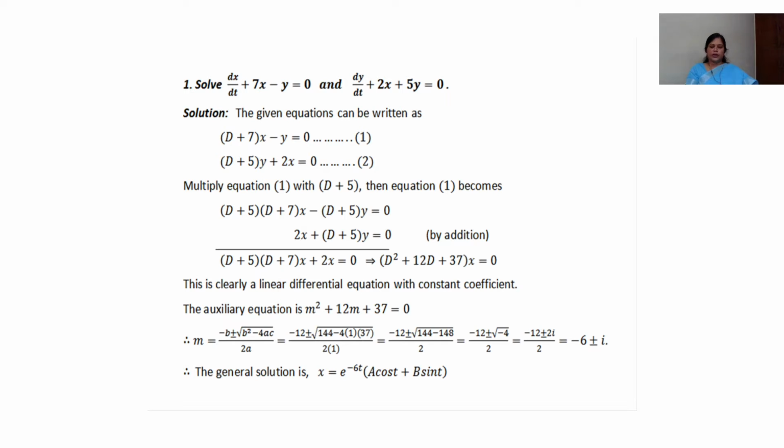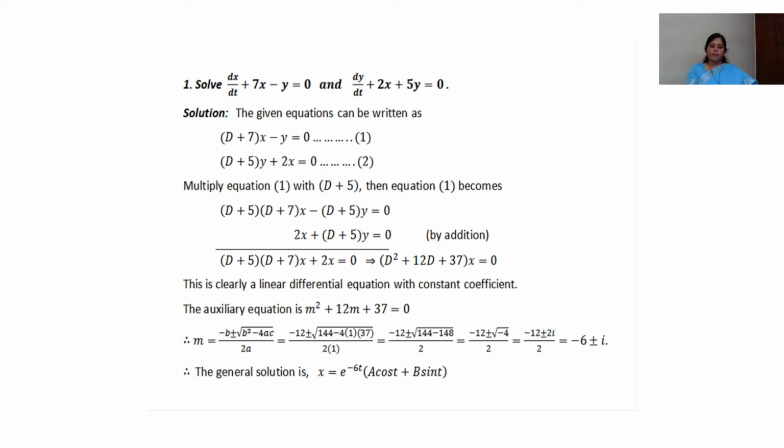Now we got the quadratic equation. We are going to solve it using the formula m is equal to minus b plus or minus root under b square minus 4ac, by 2a. Here a value is 1, b value is 12, c value is 37. If we substitute in the formula, we get m is equal to minus 6 plus or minus i.